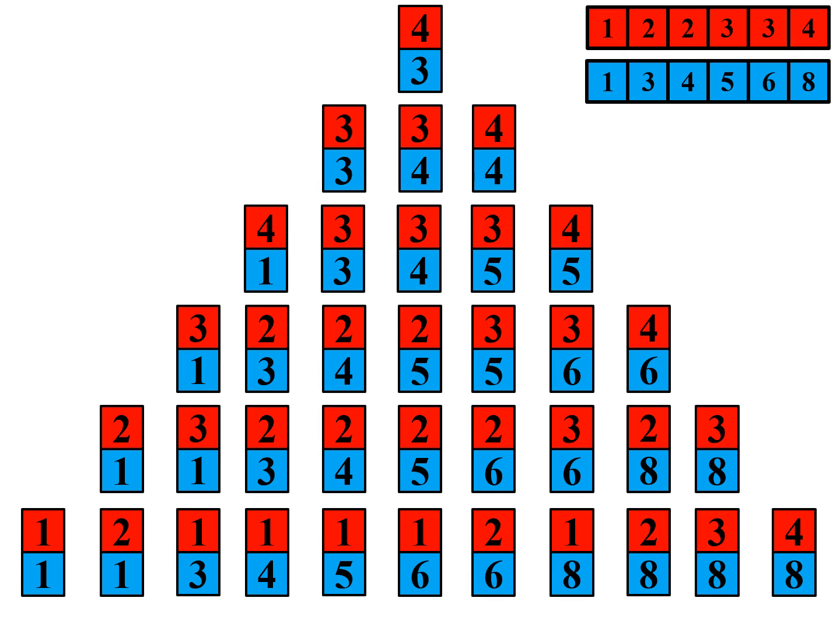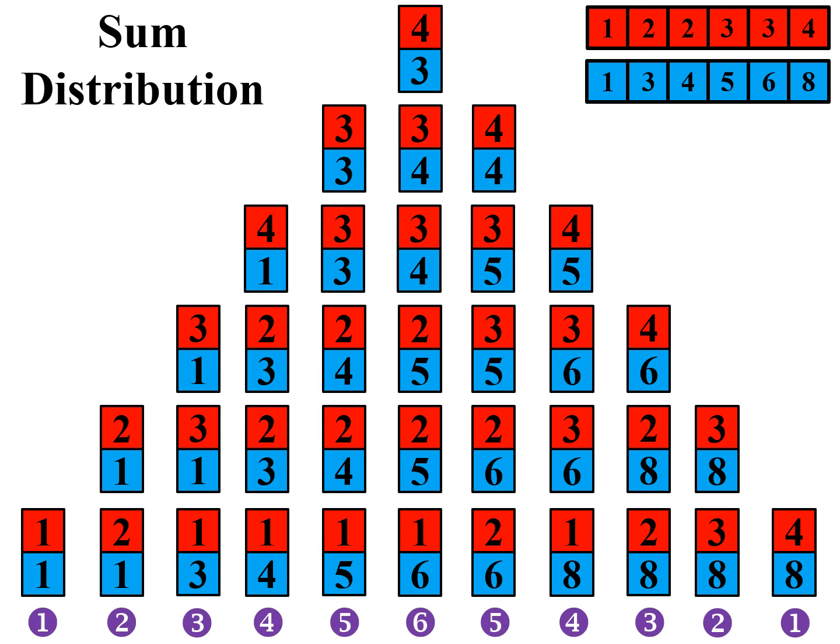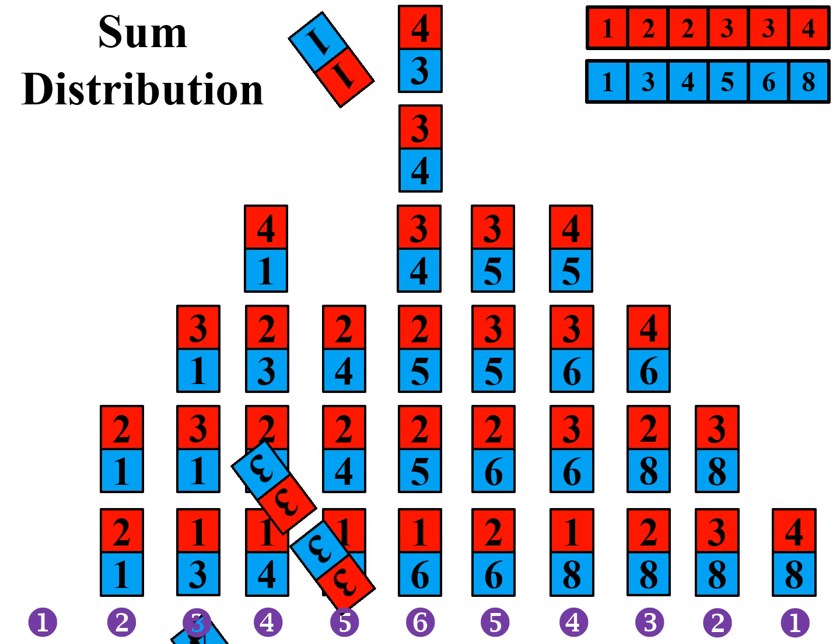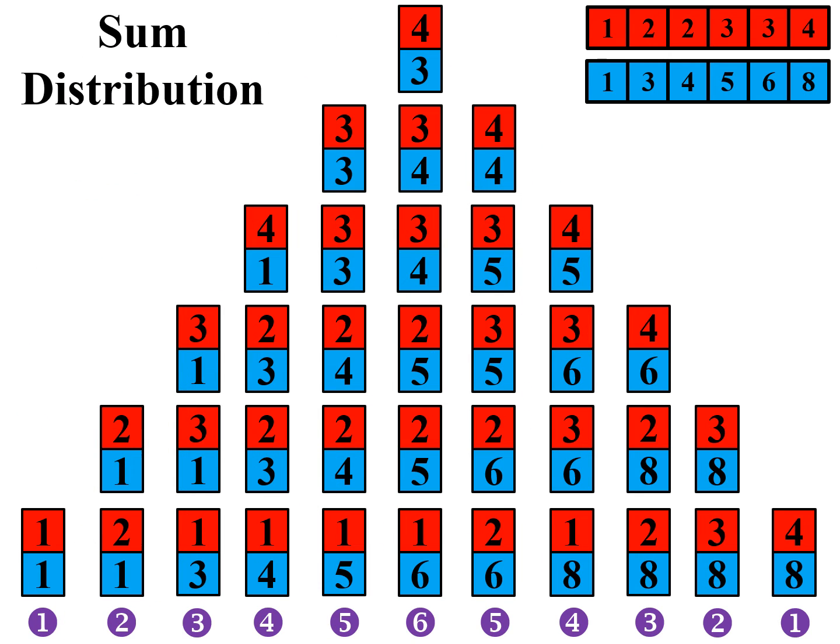Now we'll put the sum distributions along the bottom of our diagram. This is the same distribution we saw with 2 standard dice. 1, 2, 3, 4, 5, 6, 5, 4, 3, 2, 1. You could pretty much play Monopoly with these Sicherman dice. There's one difference. You'll only see 4 doubles in our outcome instead of 6.